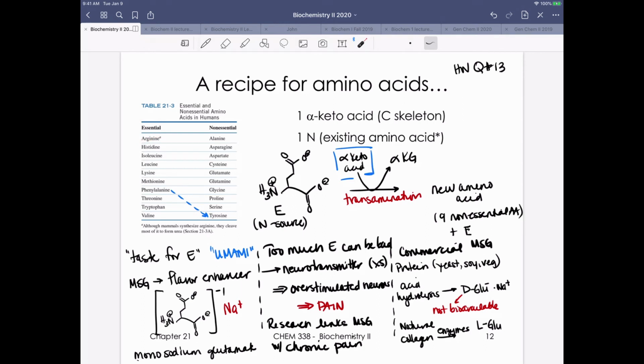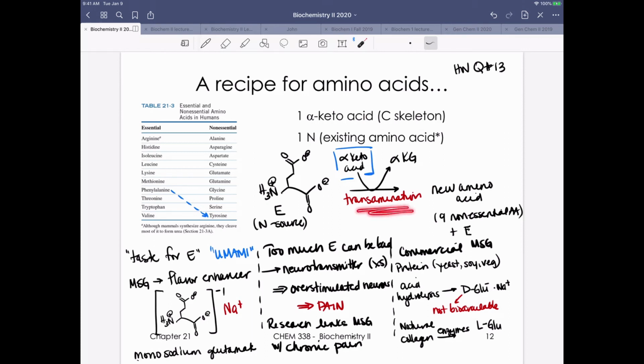And hopefully you'll recognize that some of these are obviously non-essential, things like alanine and aspartate and glutamate, because we know what their alpha keto acid counterparts are, right? So we clearly know we've got pyruvate that we can get from glycolysis. We've got oxaloacetate and alpha ketoglutarate that we can get from the citric acid cycle. So some of these should make sense based on things that we've talked about. But let's talk about how we would make amino acids.